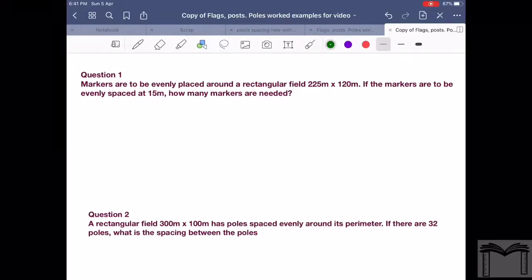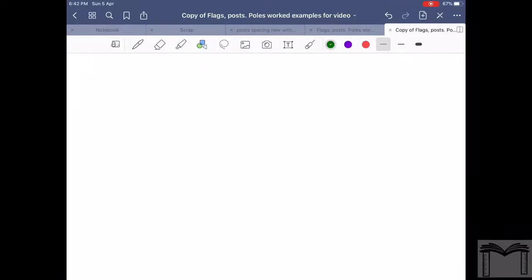Question 1. Markers are to be evenly placed around the rectangular field, 225 meters by 120 meters. So 225 is the length and 120 is the width. If the markers are to be evenly spaced at 15 meters, so 15 meters is the spacing, how many markers are needed? So I will make a quick sketch.